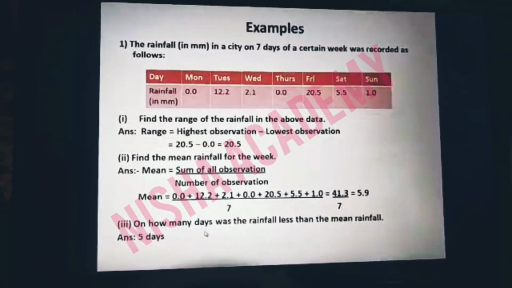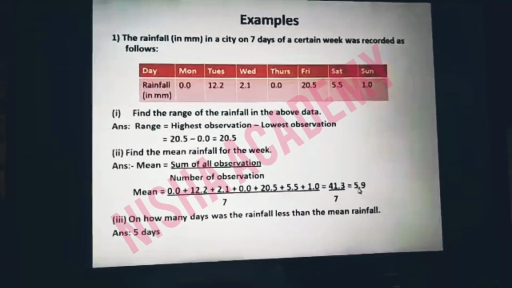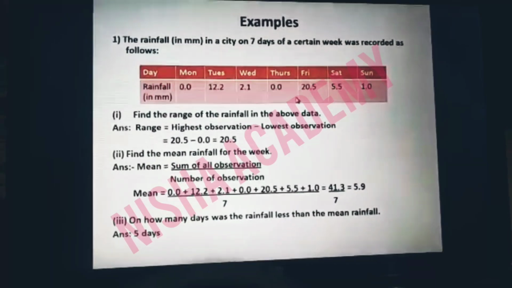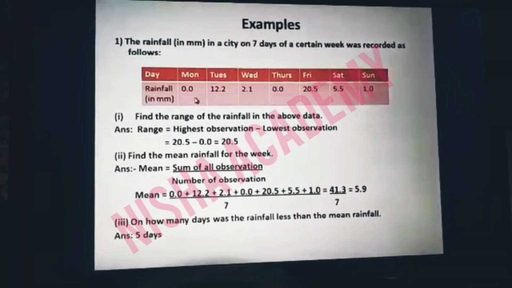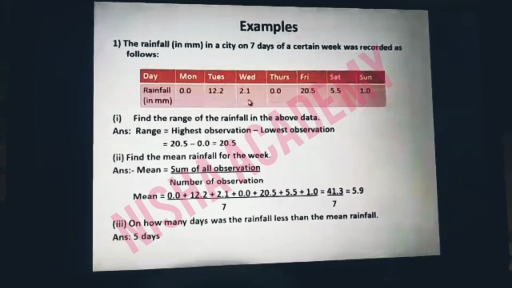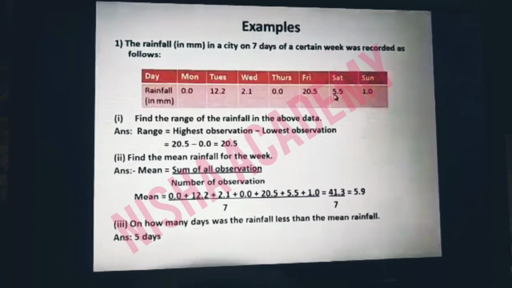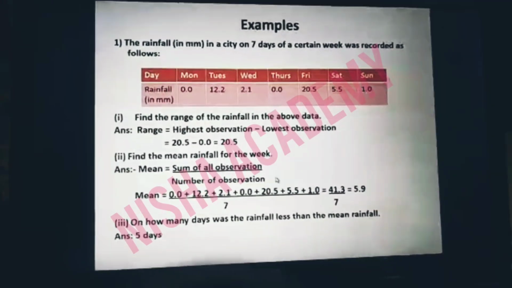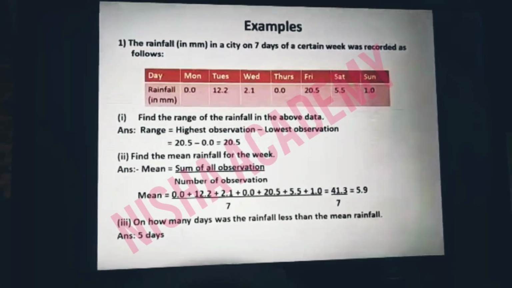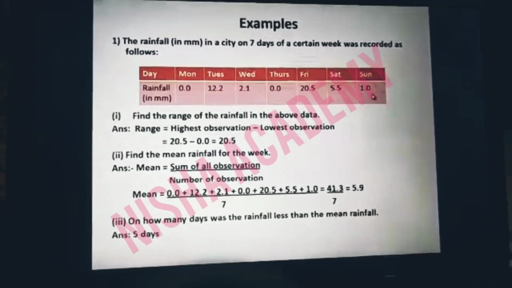Now, on how many days was the rainfall less than the mean rainfall? Now, what is your mean? 5.9. So you have to look at the data to see which observations are less than 5.9. 0.0, so it will be 1. 2.1 also, so 1, 2, 3. 5.5 is also less than 5.9. So 4, and 1.0. So how many days have less rainfall? There are 5 days that have less rainfall. Which ones? Monday, Wednesday, Thursday, Saturday and Sunday.